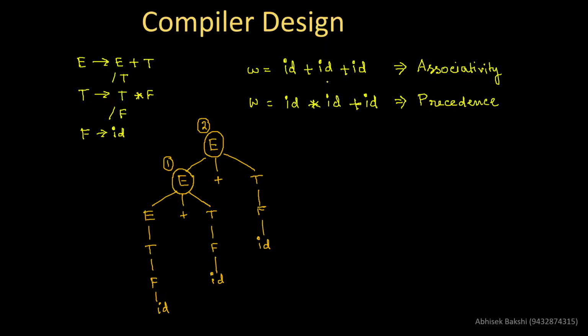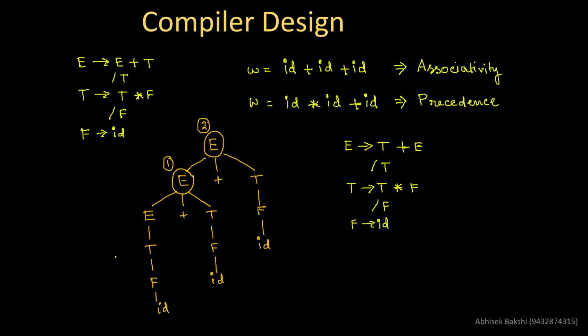I mean, if I just change this grammar a little, for example, instead of writing E to E plus T, if I write E to T plus E, or T, and T, same thing I'm writing, T to T star F, or F, then F to id.